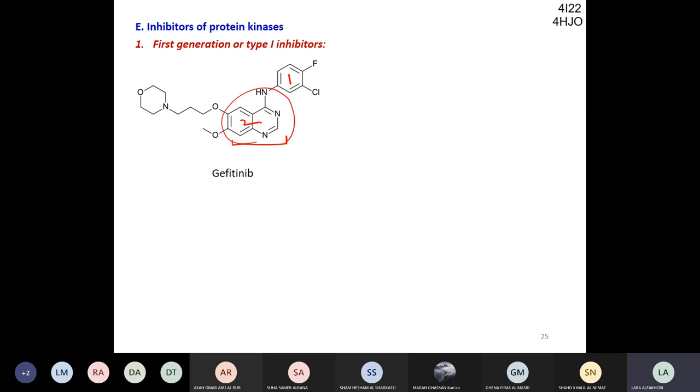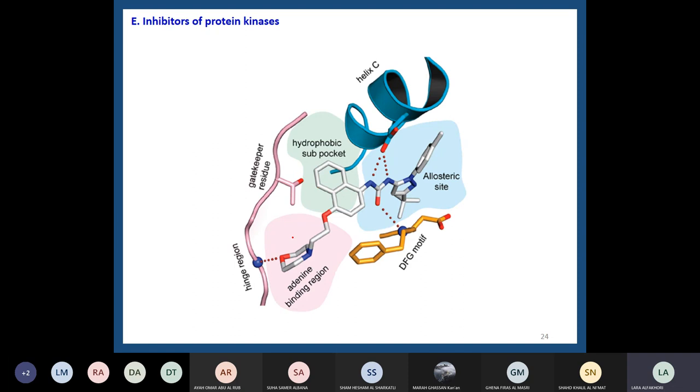Okay? Now, directly attached to this hinge binding region, I will have a ring system that can access the hydrophobic pocket. Let me go back to this structure. Imagine this is a cross section of the active site of the kinase, as if I am looking at the kinase from above. This is the hinge region. This is the drug that is shown in white. That's the kinase inhibitor. Okay? The ring system, sorry, the nitrogens are not shown here.